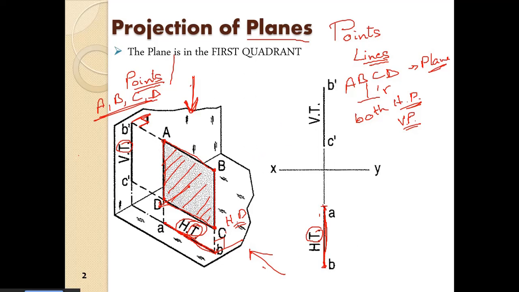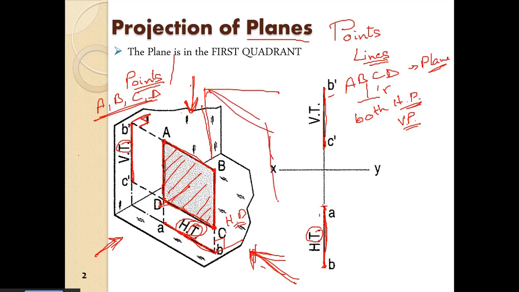And if we see from the front, we will see the vertical trace of the plane ABCD on the vertical plane. That is the front view. So we will not see the plane ABCD in any way from either the front view or the top view. Of course, if we see from the side, then we will see the plane ABCD if we draw the projection of the plane on the profile plane.